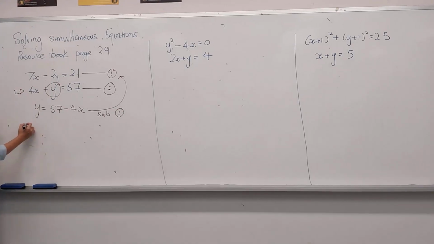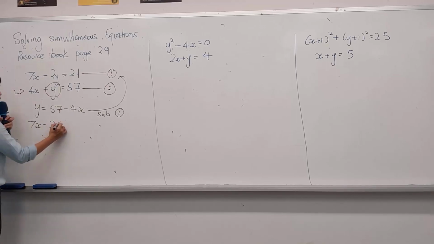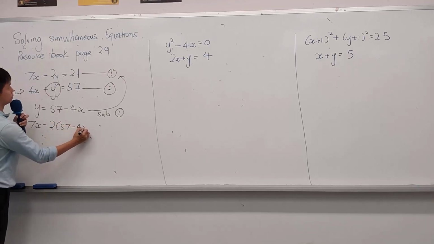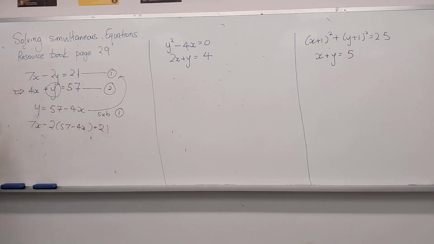So when we substitute it into the first equation, we will have 7x minus 2, however the y now, we will change it to 57 minus 4x equals to 21. And therefore the y is eliminated already. There will be no more y at the moment, so we will only have an equation in terms of x. So when you make y the subject, y will disappear. If you want to make x disappear, you will make x the subject.